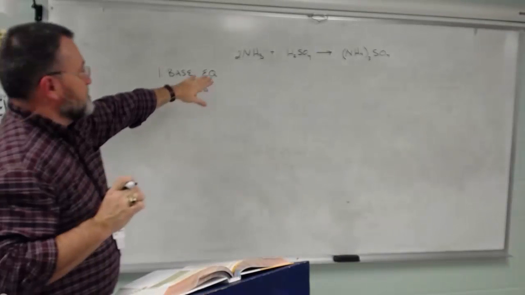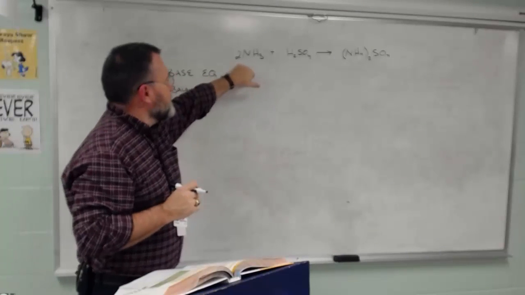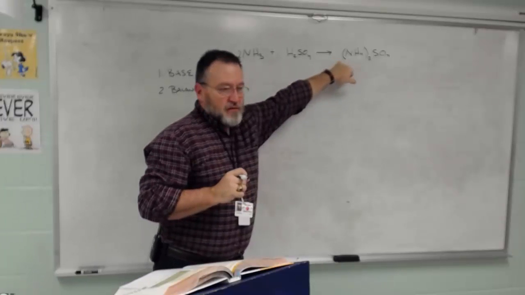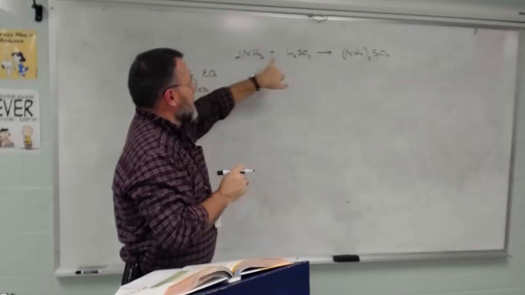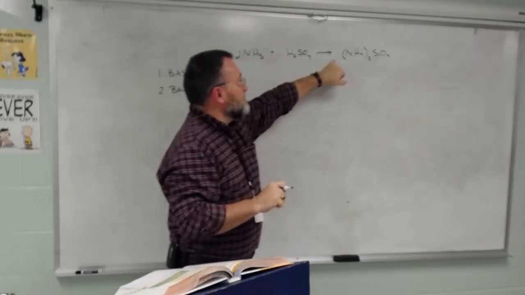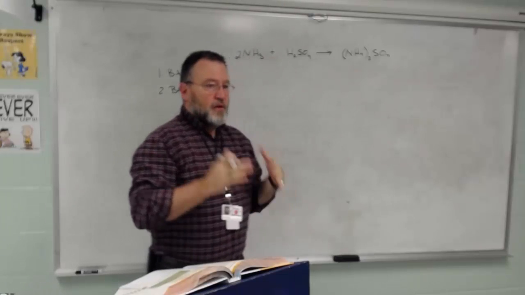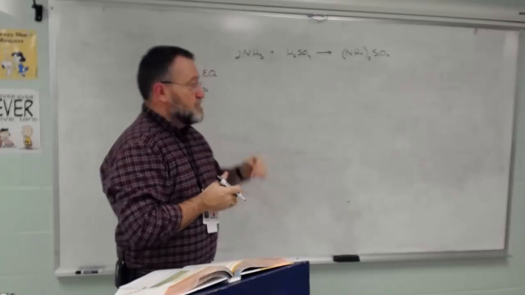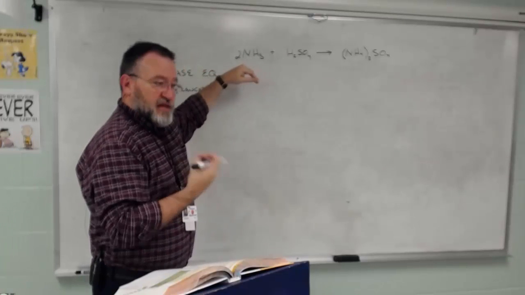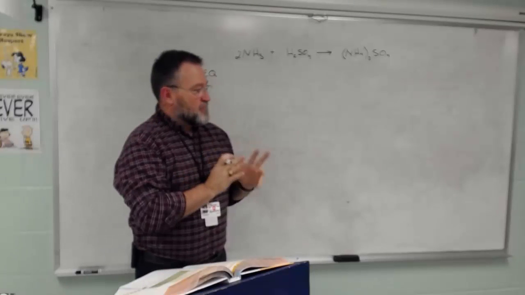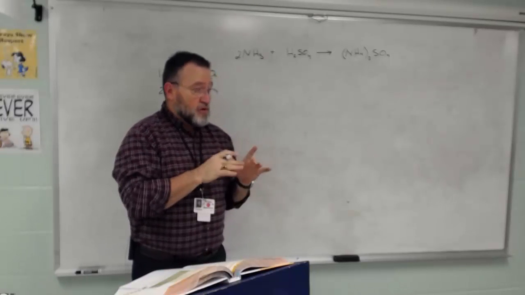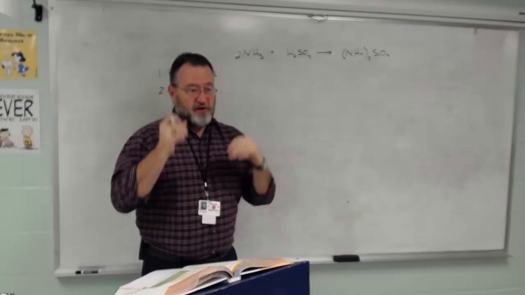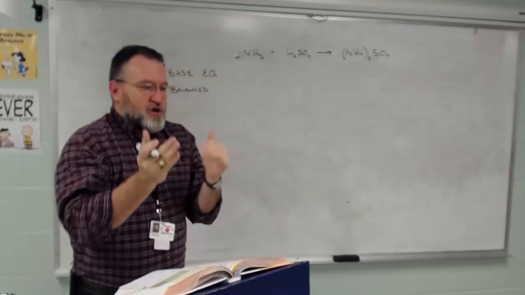Stoichiometric coefficients in place. And what do these coefficients tell me? I've got a 2, I've got an implied 1, and I have another implied 1. What do they tell me? The relationships between the number of molecules or atoms, or the relationship between the moles, right? Because they're actually just ratios.